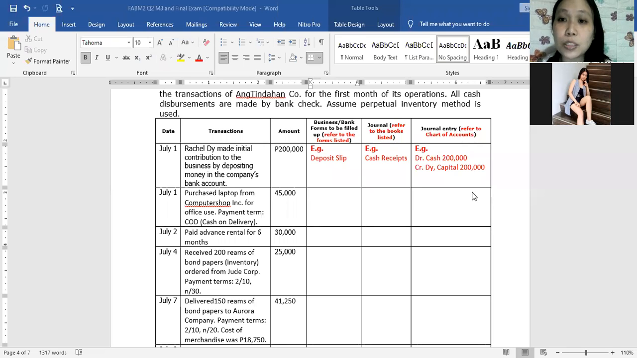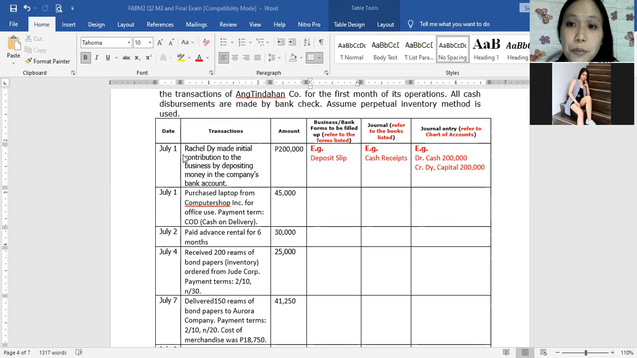The problem we have is the journal entry. So what kind of journal entry are we going to prepare? Now, for the account names, you can go to the chart of accounts. I have attached the chart of accounts below so that you will have an idea. There you will find which term to use for the transaction.